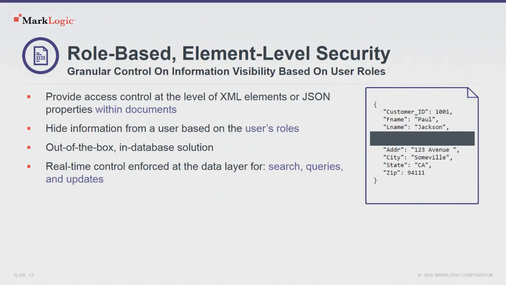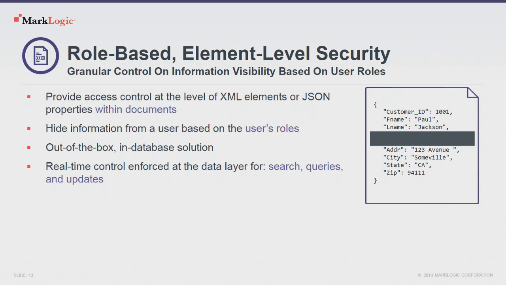For that, we'll be talking about role-based element-level security. Element-level security works across XML elements, but also JSON properties within the documents. And as I highlighted there, it's role-based. Based on my role, I'll be able to see the information or not. Think of it as an extension of the document: if I have that role, I can read the same thing here. I'll explain in detail. Very important, this is out of the box.